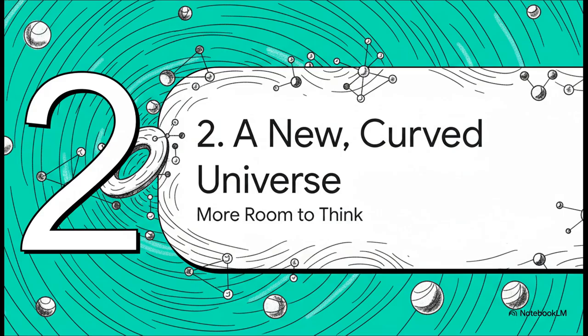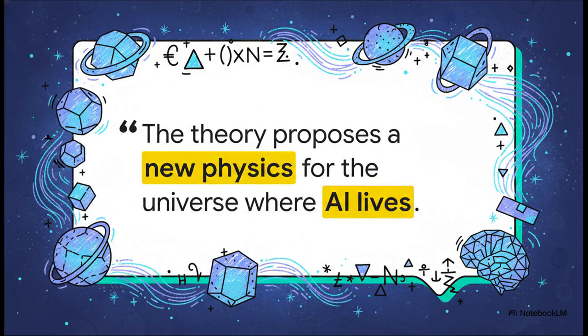So, if the flat universe is the problem, the solution is actually pretty elegant. Move the AI somewhere else, somewhere with infinitely more room to think. Let's just pause on this quote for a second, because it is a seriously profound idea. We're not talking about a better algorithm or just feeding it more data. This is a proposal to change the very fabric of an AI's reality, to give it a whole new set of physical laws to think with.